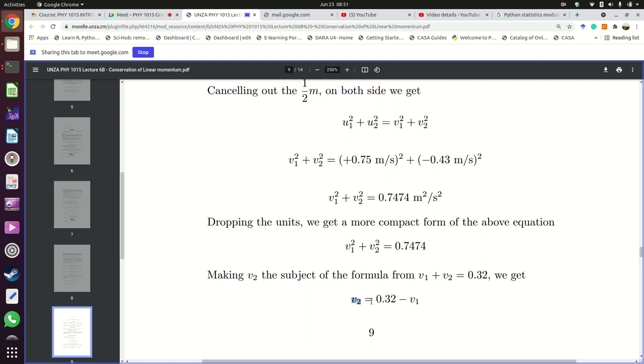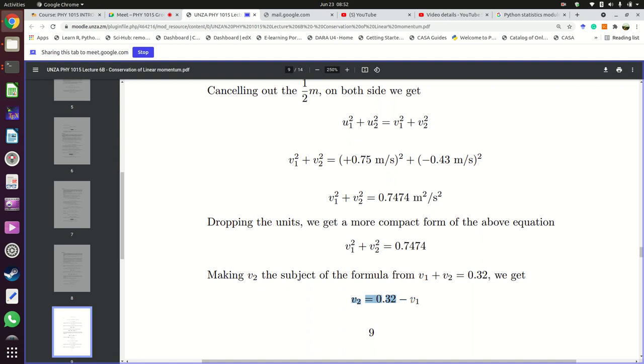So we take this v1 to the other side. Or you can choose to take v2 to the other side. What you want to do is up to you, what you prefer. In my case, I just take v1 to the other side. So we end up having v2 is equal to 0.32 minus v1. If you chose to take v2 to the other side, you'd end up with v1 is equal to 0.32 minus v2. But what I've done is I've moved v1 to the other side, so I end up with this expression.